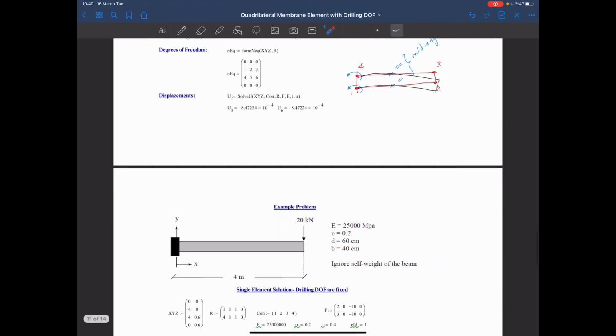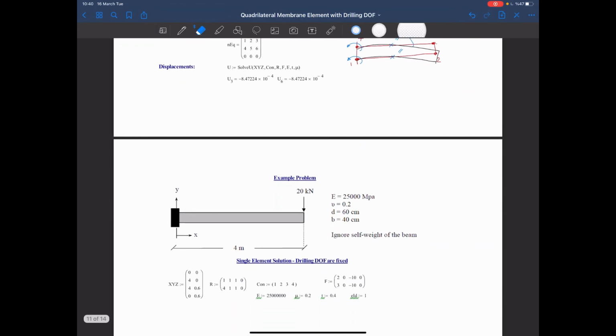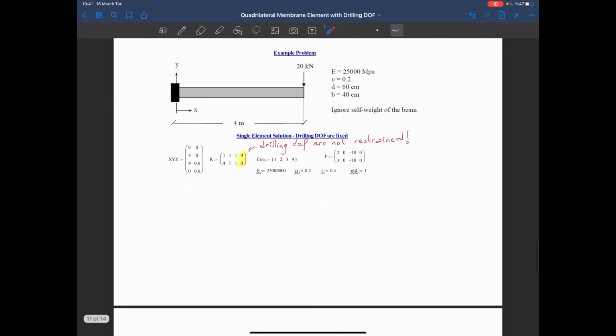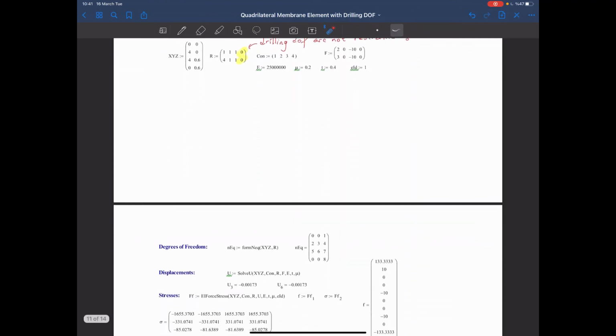Now in the second case, the same problem, but now I'm just letting the rotations be free at the supports. They are not restrained. And what about the displacements in that case? I didn't obtain any instability, and now the displacements are equal to 0.0017, which is acceptable for a single element solution.